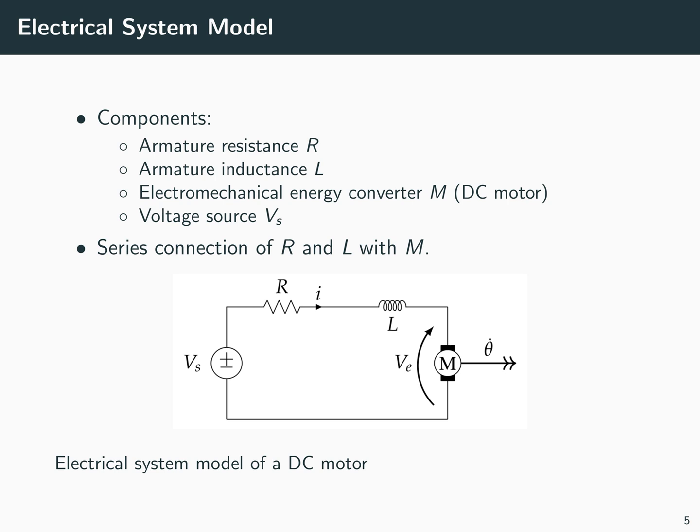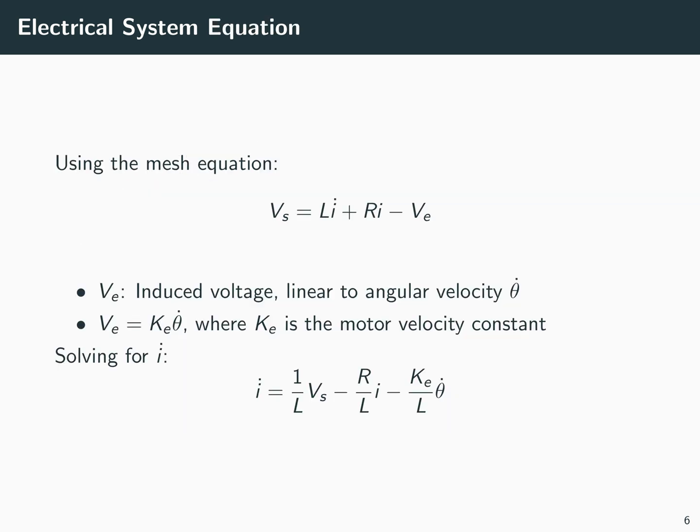Here is a visual representation of the electrical system model of a DC motor. Using the mesh equation, we can derive the following relationship. The supply voltage V_S equals the inductance L times the derivative of the armature current, plus the resistance R times the current, minus the induced voltage V_E. The induced voltage is linearly related to the angular velocity, expressed as V_E equals the motor velocity constant K_E times the angular velocity theta dot.